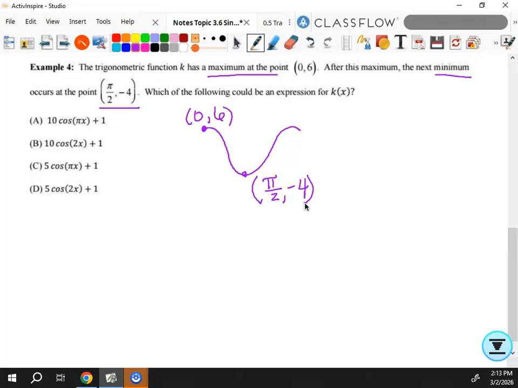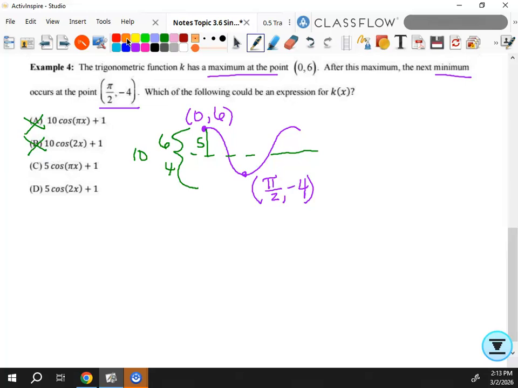Now, I can see over here with my answer choices, pretty sure my midline's at 1 because they all have a 1 right there. But I also need my amplitude and I need the period. If I want the amplitude, what is the amplitude? What do you think? 5? You can look at it this way. There's 6 units above and there's 4 units below, so that's a total of 10. But that's going the whole way, so the amplitude is just half of that, and it is 5. So that means I can eliminate A and B.